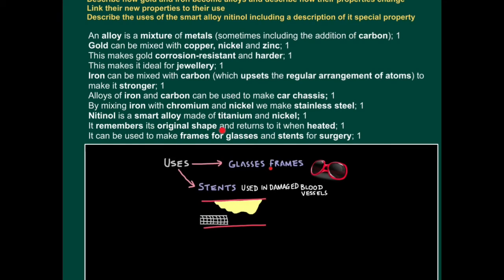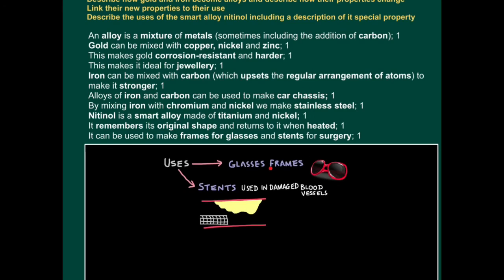Now there's lots of marking points here and you don't have to include every single one. I've included everything I can think of to give you the best answer possible. But you must talk a little bit about gold, a little bit about iron and a little bit about nitinol. I would say it's very important to define what an alloy is. I would say it's not critical to remember the metals that are mixed with the various pure metals, but it is important to understand how their properties change and how they can be used.